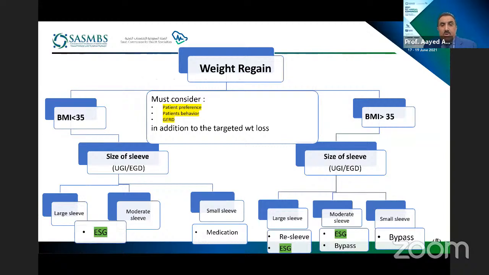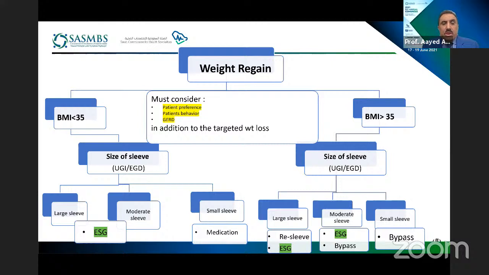We created this algorithm for our patients in the clinic. When we have a patient coming with weight regain post-LSG, we go into their BMI first, and we see what happened to it. Is it really a surgical indication to start with, or a non-surgical indication? And then we go to contributing factors. What about the patient preference? What about the patient behavior? Do they have GERD or not? These are important factors to make a decision with the patient.